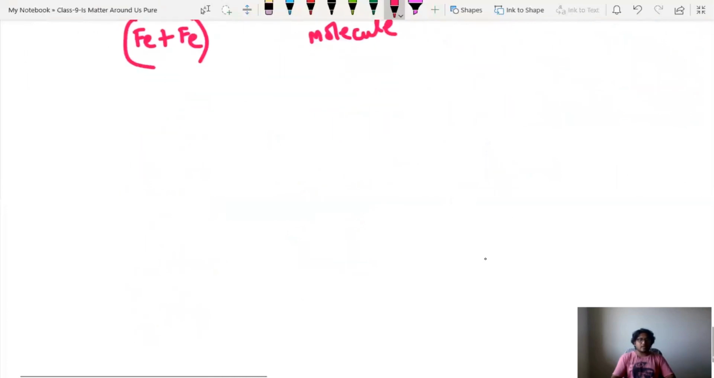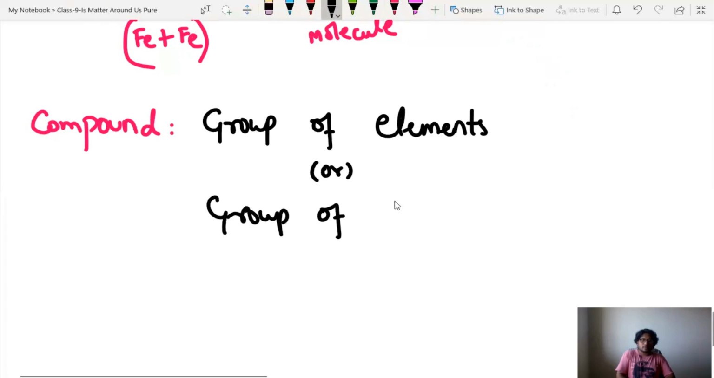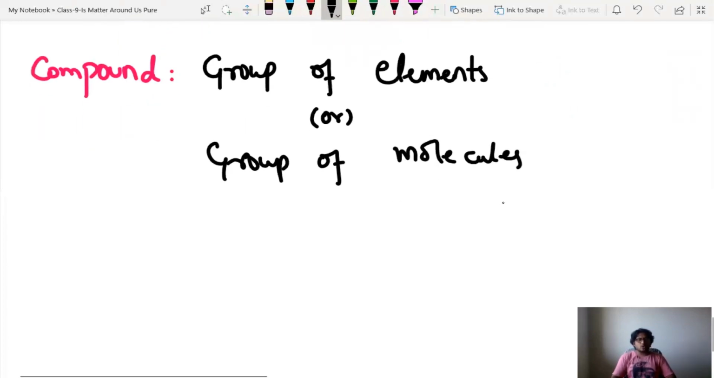And last we have another definition for another word, that is compound. Here we should not get confused because compound is nothing but group of elements or group of molecules. We know what is element and we know what is molecule, and how come this group of elements and group of molecules? You see, let us take an example.